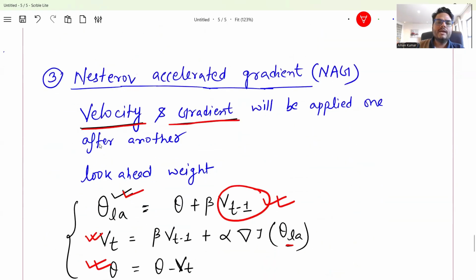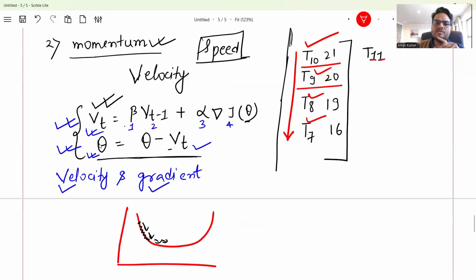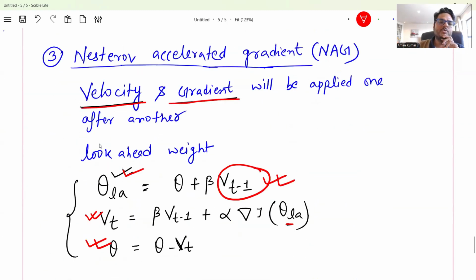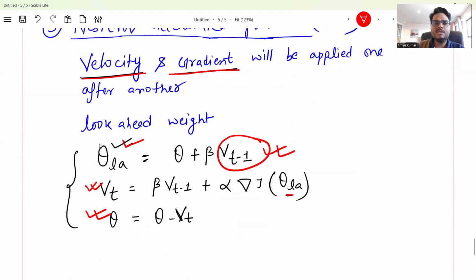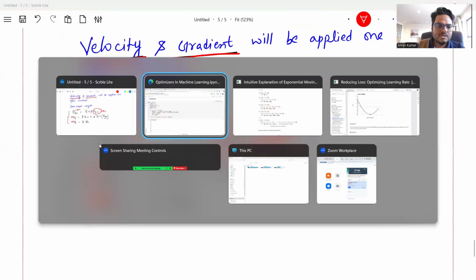NAG is just one improvement over momentum. If somebody asks you in an interview, that is the answer. In momentum, there is no concept of look ahead weight. In NAG, there is the concept of look ahead weight. We compute the look ahead weight based on the previous velocity, take the gradient at the look ahead weight, compute the velocity, and then adjust the weight. Python implementation wise, it will again be simple.